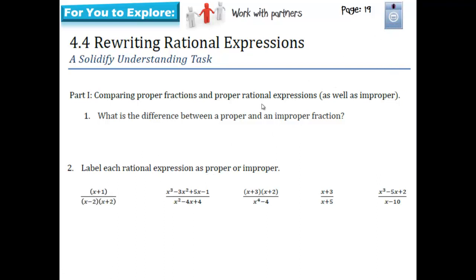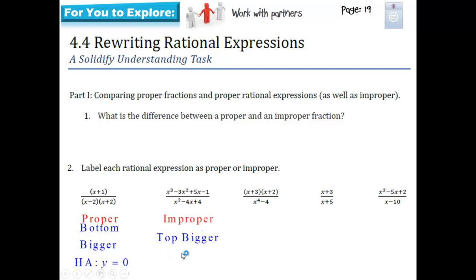Now, with your shoulder partner right now, I want you to look at these 5 examples and tell me if they're proper or improper. So take a couple seconds. Proper or improper? So this one here, we see that the bottom is bigger. If the bottom is bigger, then that's going to be proper. And if the bottom is bigger, we know the horizontal asymptote will be at 0. When we're looking at this one, we see that the top is bigger, so that'll be improper. And we know that it'll be a slant asymptote, so we have to divide to find that slant asymptote. The next one, the bottom is bigger.